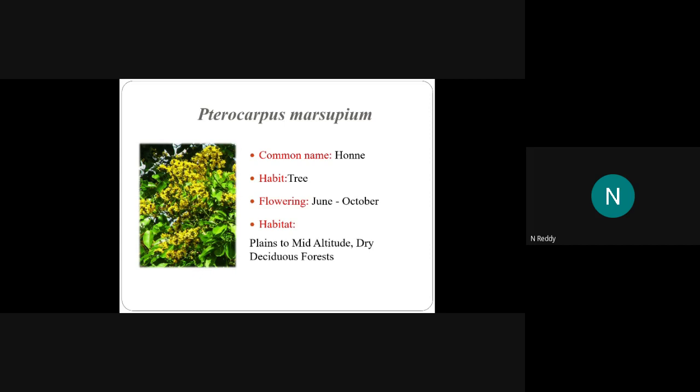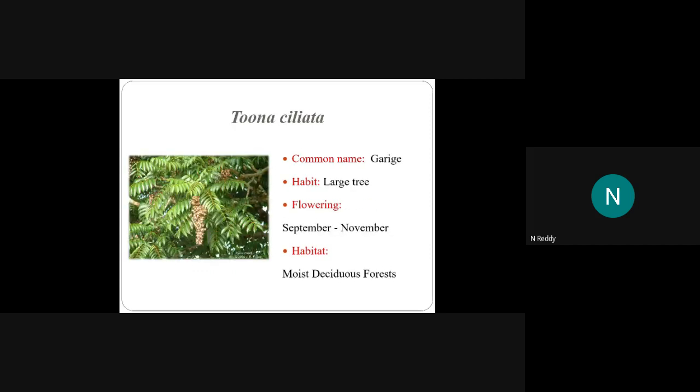And honne is another tree, Pterocarpus species, and it flowers from June to October. This is one plant to be noted, which flowers from June to October, when other plants flower very rarely in this duration. Garige, this is a Toona species. This flowers during September and November, and moist deciduous forest is its habitat.